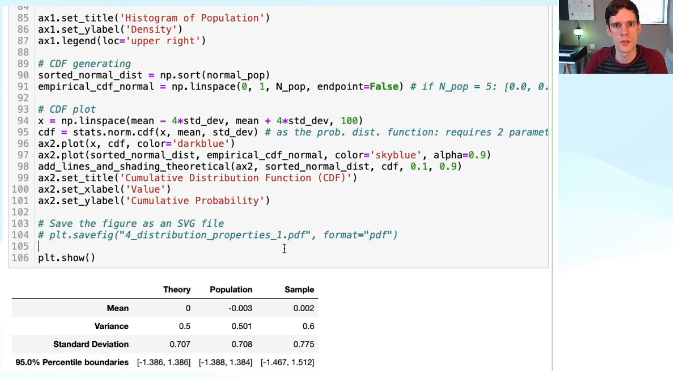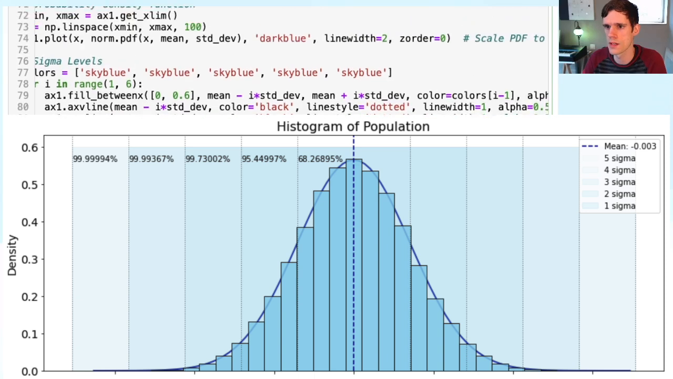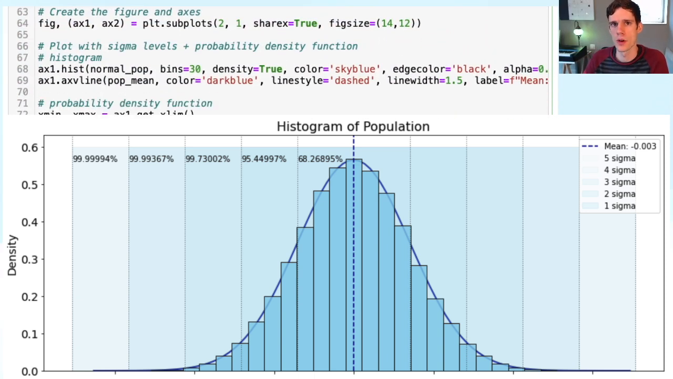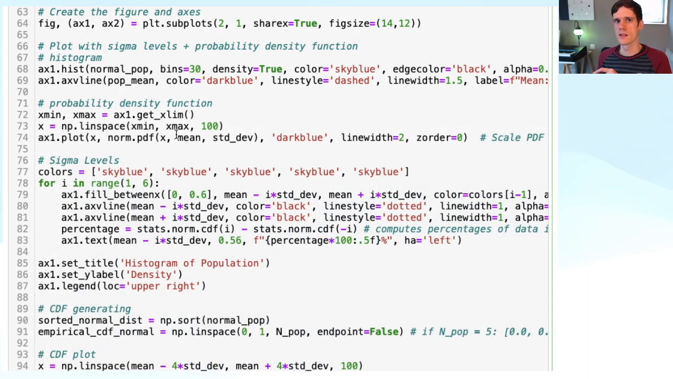But weren't we supposed to visualize this graph? Yes, well, let's do this right now. To visualize the graph from the slides, we need three ingredients. We need the histogram, the probability density function, and then everything connected to these data intervals and these sigma levels. So again, we make our figure and our axis. First, we plot the histogram of our population. Now this is very straightforward. We of course just use the hist function and we give it the normal population array. Then the axvline will represent the population mean that we computed. It will be exactly at the center of our distribution.